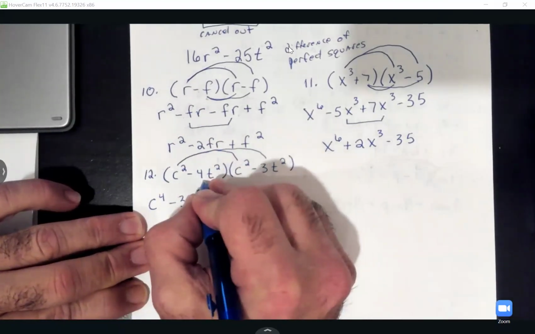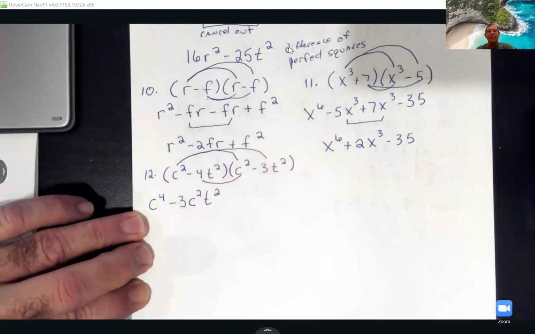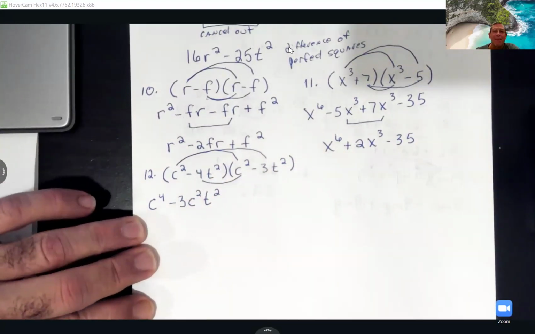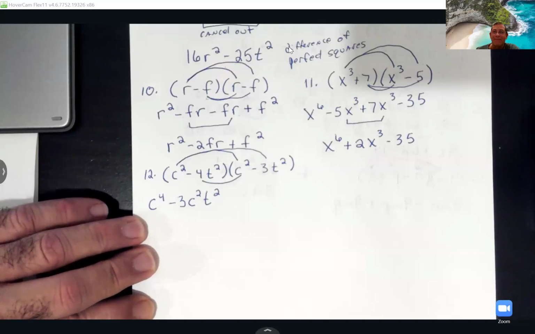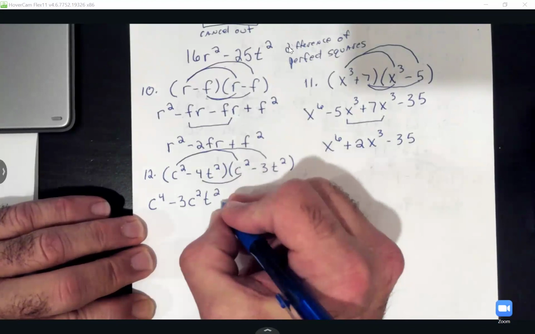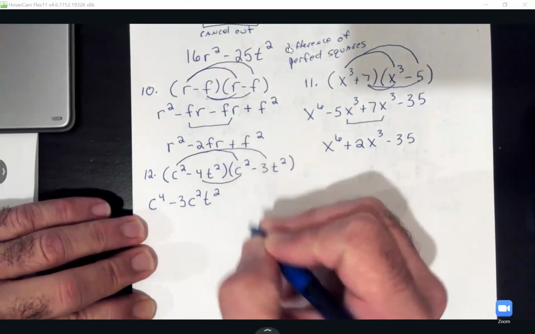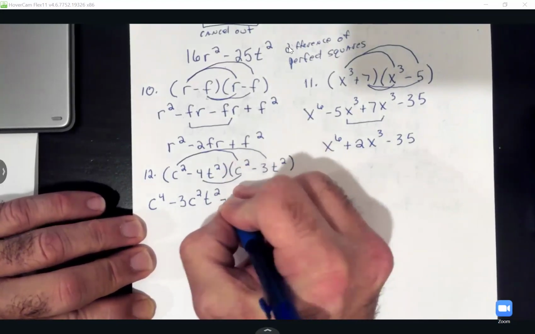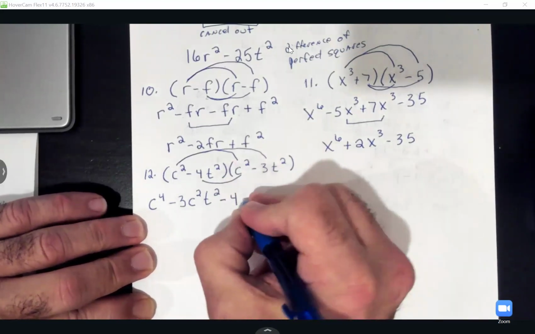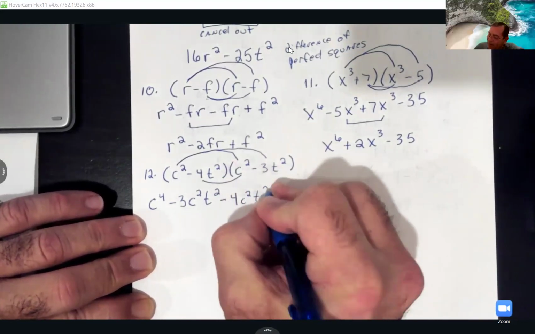How about this next one? Negative 4t squared times c squared. Well, the same: negative 4c squared t squared. All right, perfect.